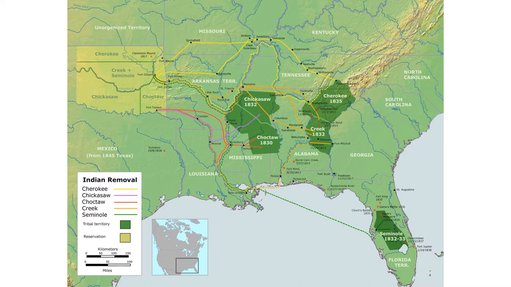So they're given land in the 1830s in what is today the eastern half of Oklahoma, and you can see their new territory in the light green. The point here is that to get there, many of them had to travel through Arkansas territory. Now, I said that there had been some issues already.